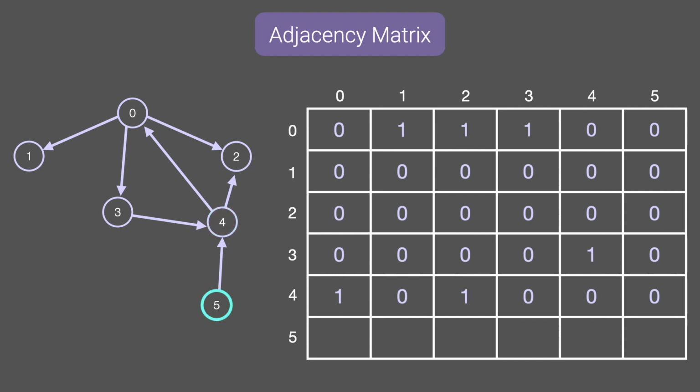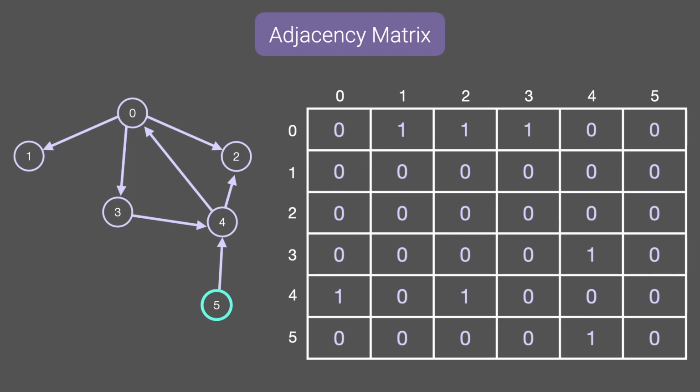Finally, let's move on to the last vertex, which is vertex 5. As you can see, we have no outgoing edges to vertices 0, 1, 2, and 3, so we'll simply add all zeros. But we have an outgoing edge to vertex 4, so we'll add a 1. And since there is no outgoing edge to vertex 5, we'll add a 0. And that's it! This is our adjacency matrix graph representation for an unweighted directed graph.